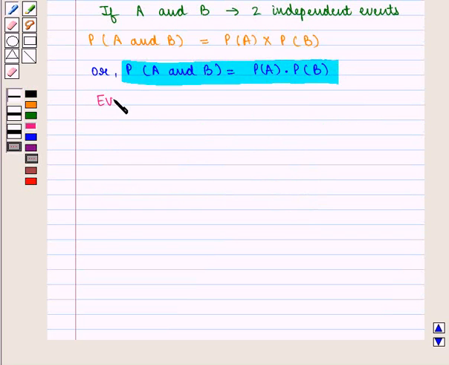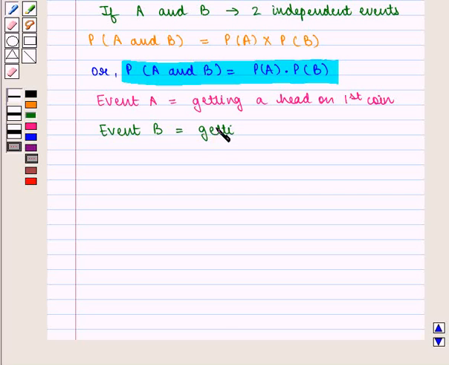We have event A as getting a head on the first coin, and event B is equal to getting a tail on the second coin. Then probability of event A and event B is equal to probability of event A into probability of event B.